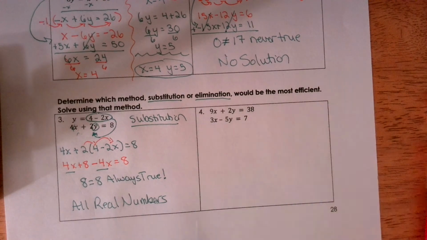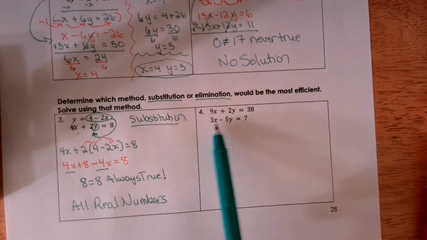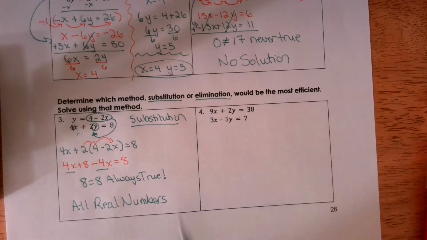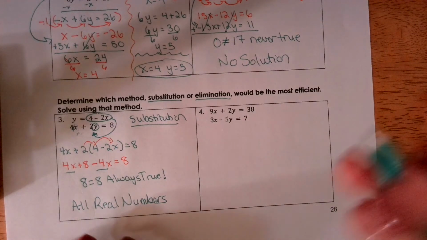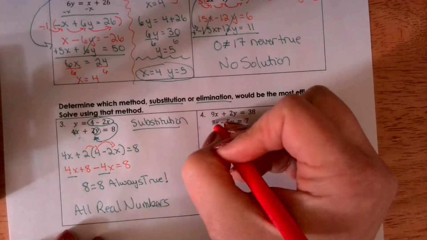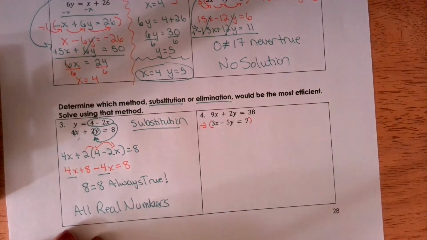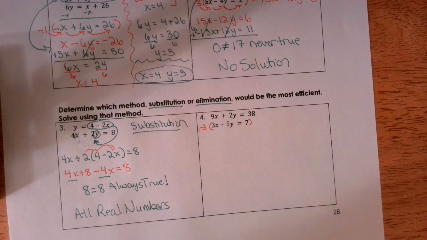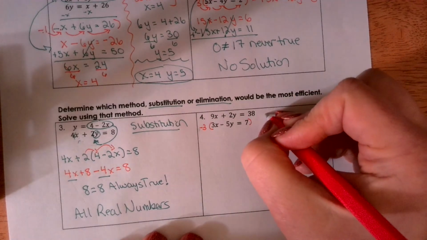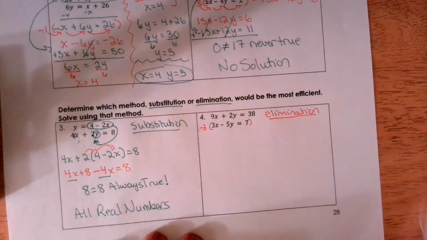Let's take a look at our next one. I've got an equation written in standard form, 9x plus 2y equals 38, and a second equation written in standard form. So I'm leaning elimination. And what is really going to solidify that choice for me is that 3 is a factor of 9. So if I simply multiply this bottom equation by -3 to get -9x, I can easily eliminate the x's, solve for y, and then solve for x. So elimination is the more efficient method here.